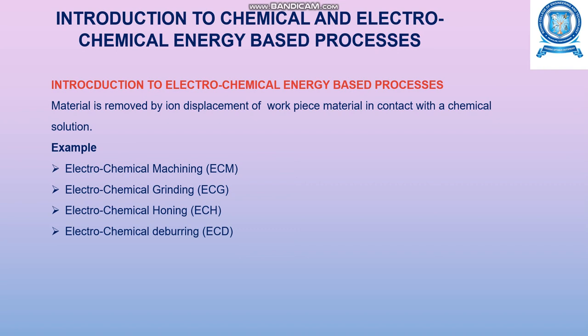In this electrochemical energy-based process, material is removed from the workpiece by ion displacement of the workpiece material, which is in contact with the chemical solution. The following are different examples of these electrochemical energy-based processes: electrochemical machining, electrochemical grinding, electrochemical honing, and electrochemical deburring.